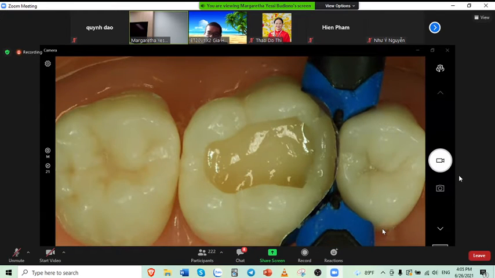Once we're done with this layer, we can start the build up of the composite by using cusp by cusp technique, build up technique.